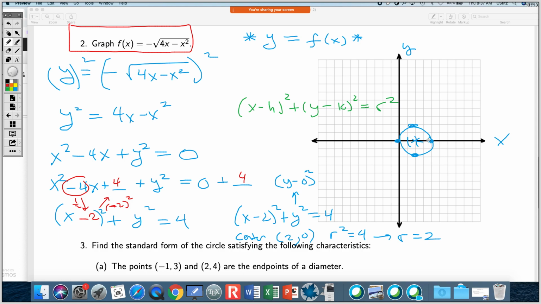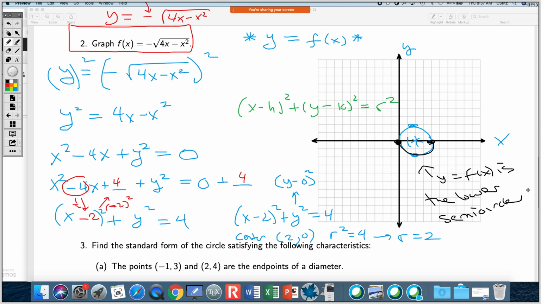Now, as I mentioned earlier, the graph of this circle is not the graph of a function. It fails the vertical line test. So we have to go back. Before we squared things, we had y is negative square root 4x minus x squared. So the y's on this graph are always the what? Negative values. So the graph that I want, the graph of the function, is going to be the lower half of this circle. So the graph y equals f of x is the lower semicircle. Make sense?